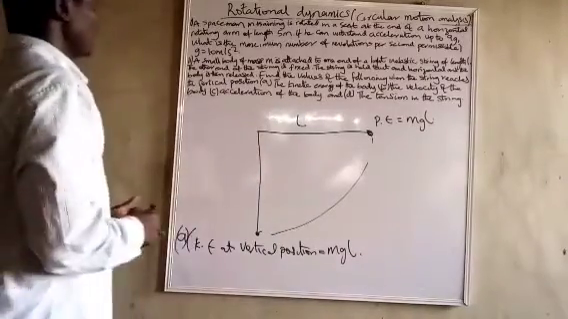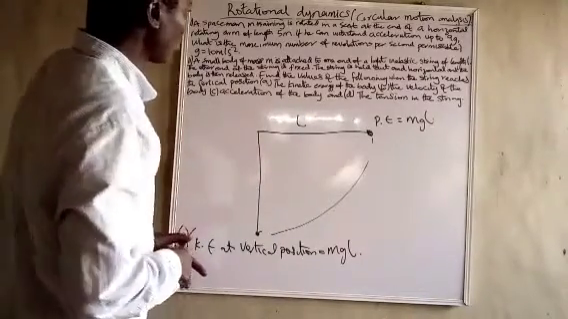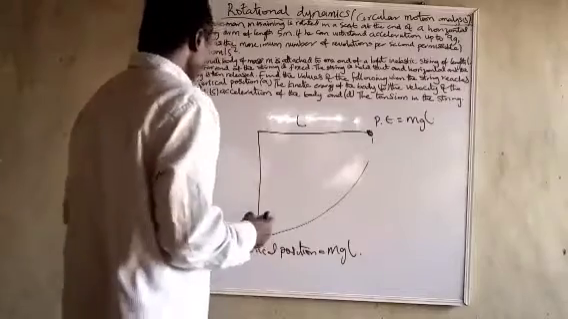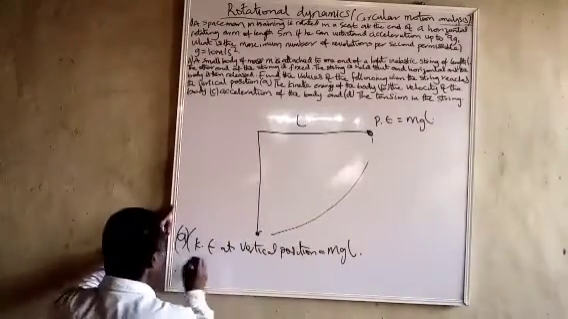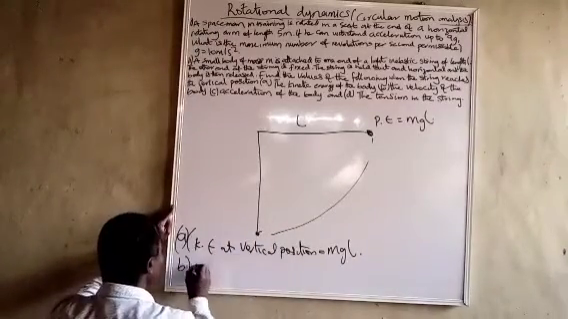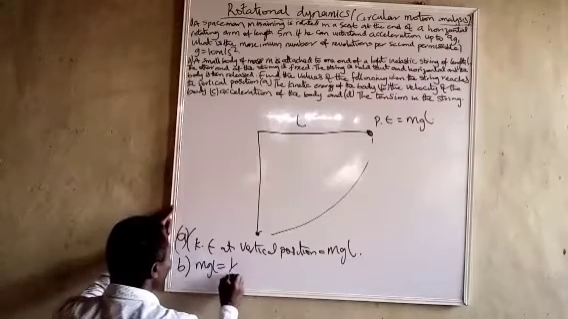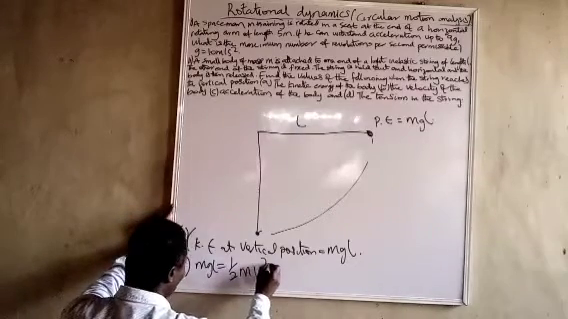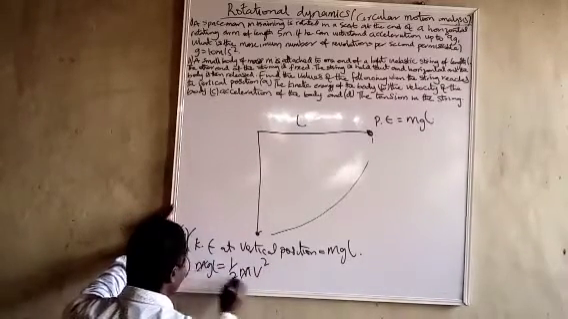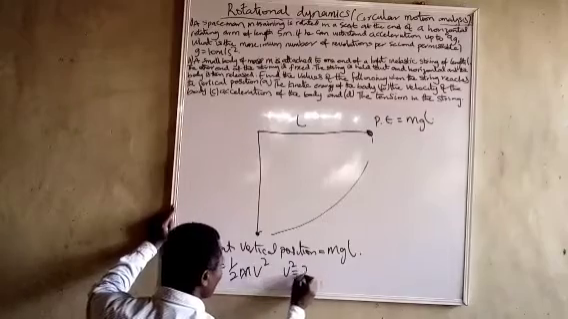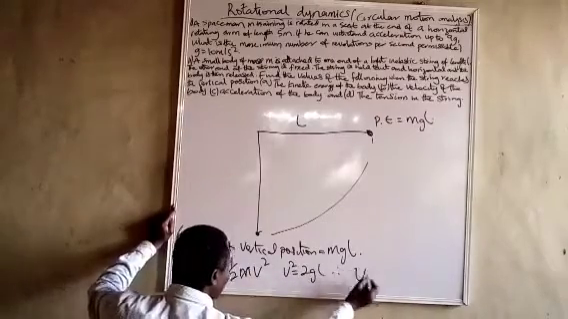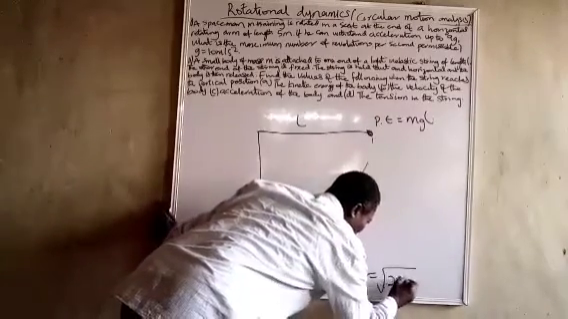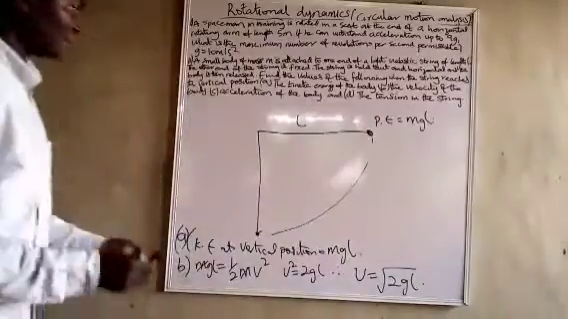That's it. We are now asked the second part, the velocity of the body. The velocity at this point. So for the velocity, we know that this one, mgL, will be equal to half mv squared. So to find v now, v squared will be equal to 2gL. Therefore, v will be equal to root of 2gL. That is the velocity at that point.